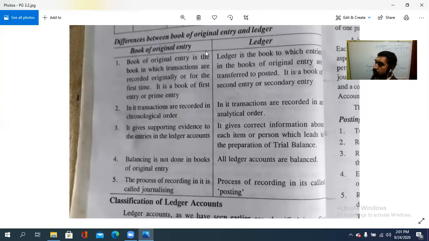Balancing is not done in the books of original entry while all the ledger accounts are balanced. The process of recording in the book of original entry is called journalizing, and the process of recording in the ledger is called posting. So journalizing means writing the journal entry, based on the time and date of its occurrence, in a chronological order. While the ledger is in analytical order, and these are to be posted from the journal to the ledger. So these are the differences between a book of original entry and a ledger.